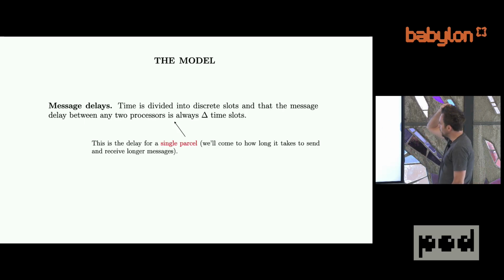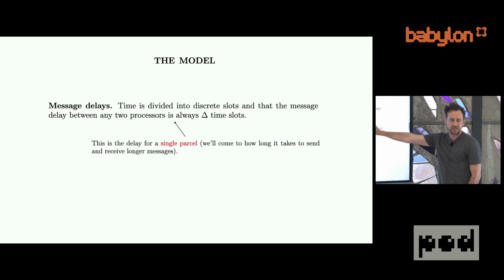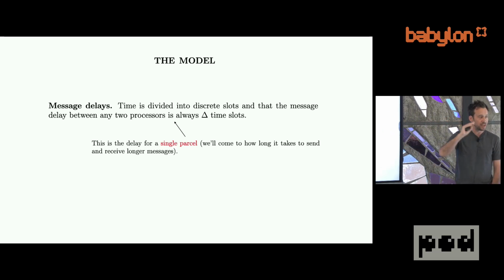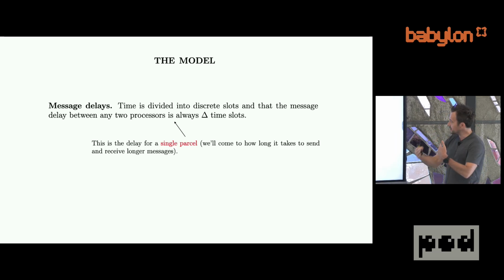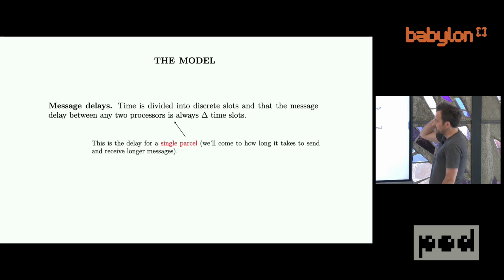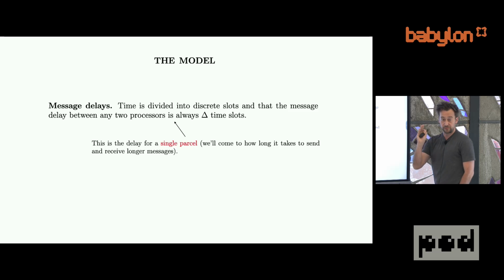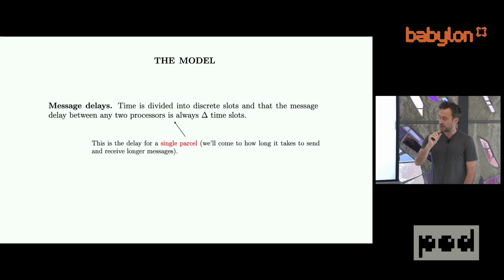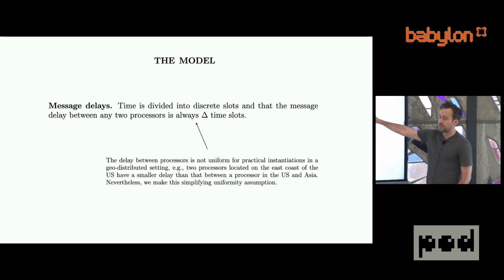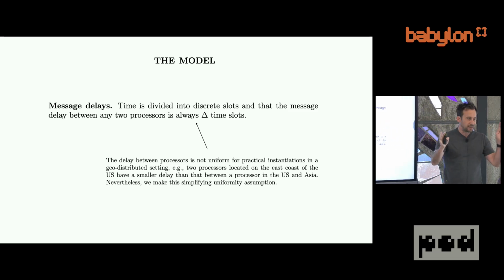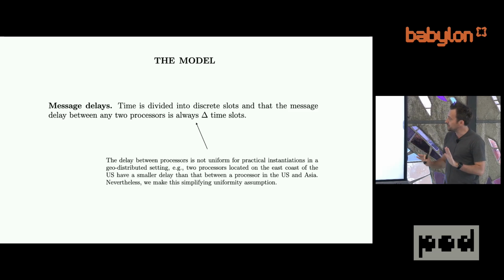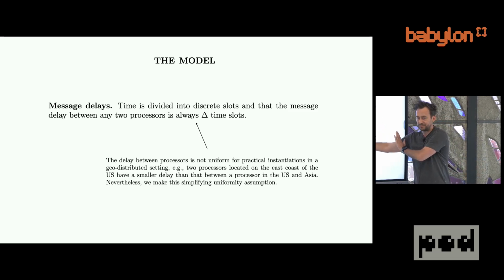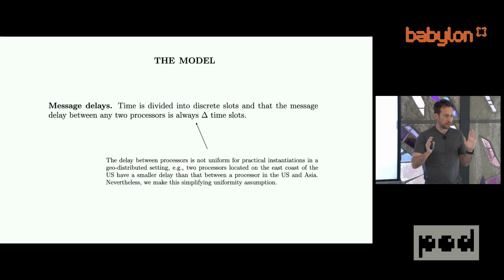Then message delays. What I'm talking about here is the delay to send a single bit. We're not yet thinking about how long it takes to send larger messages. As standard, time is divided into discrete slots, and the message delay between any 2 processors is always delta time slots. This is for a single bit. It's worth pointing out that this is a big simplification. In reality, there'll be processors all over the world, with different delays between different pairs of processors. Despite that, we're going to keep things simple for now, and the delay will be delta between every pair of processors.